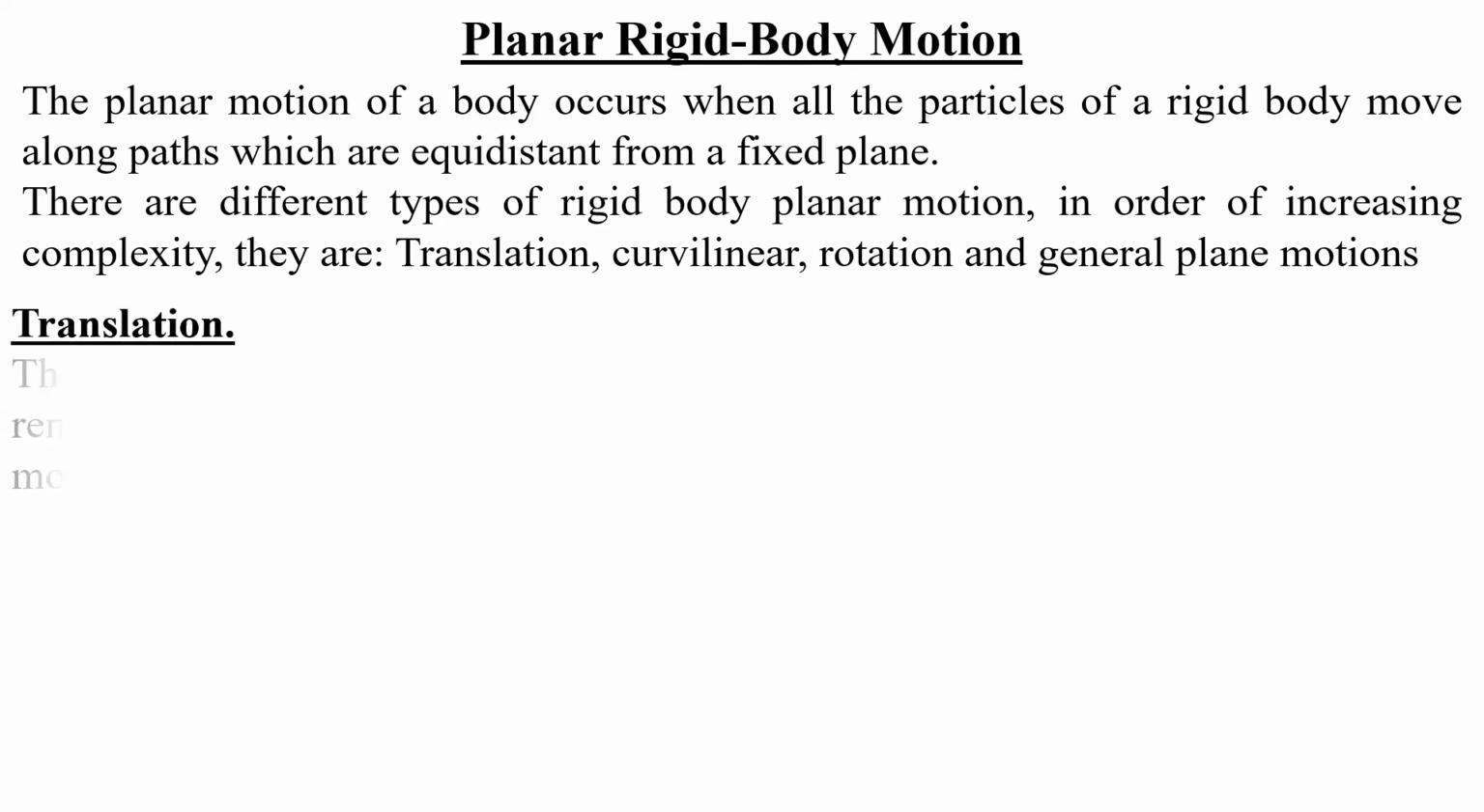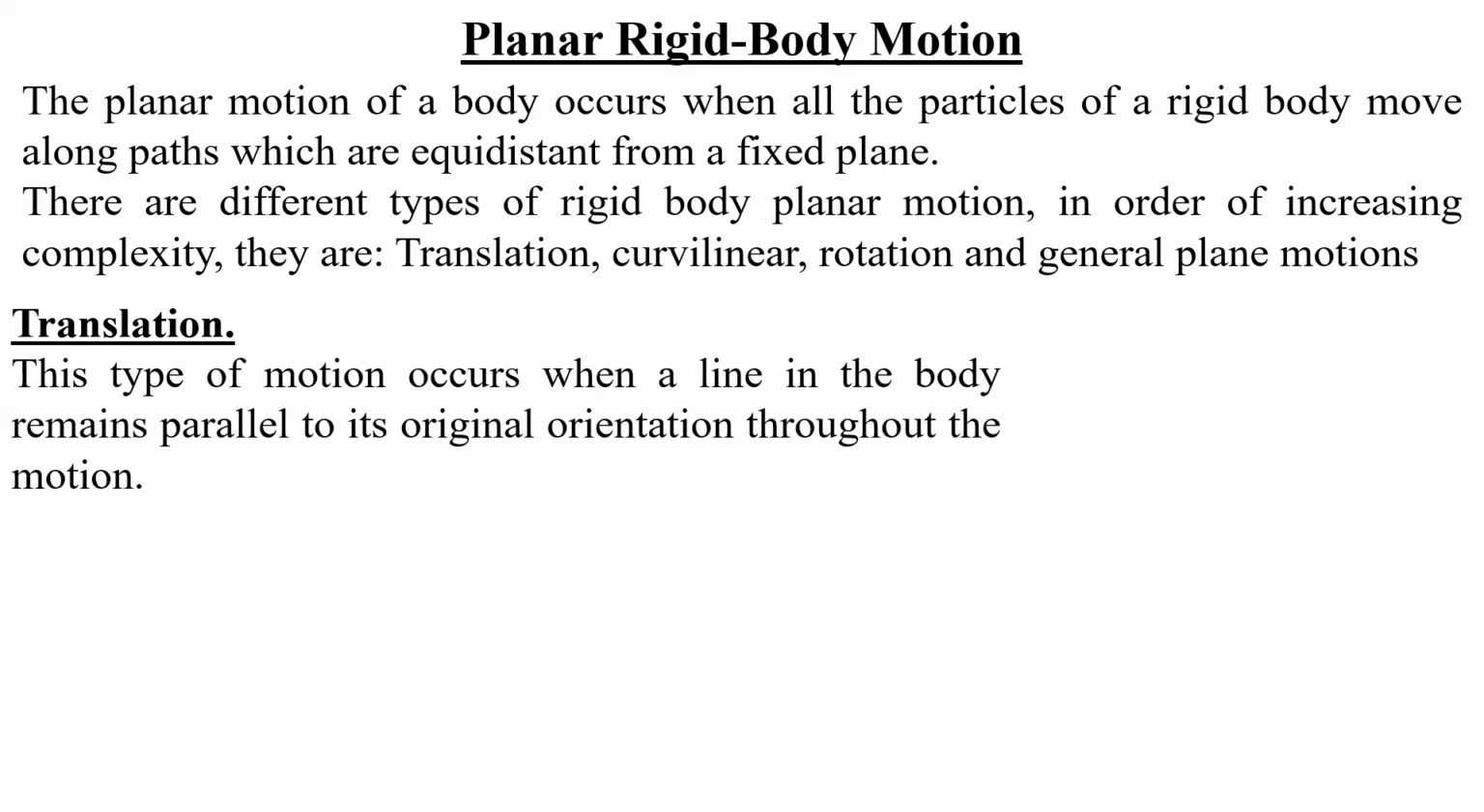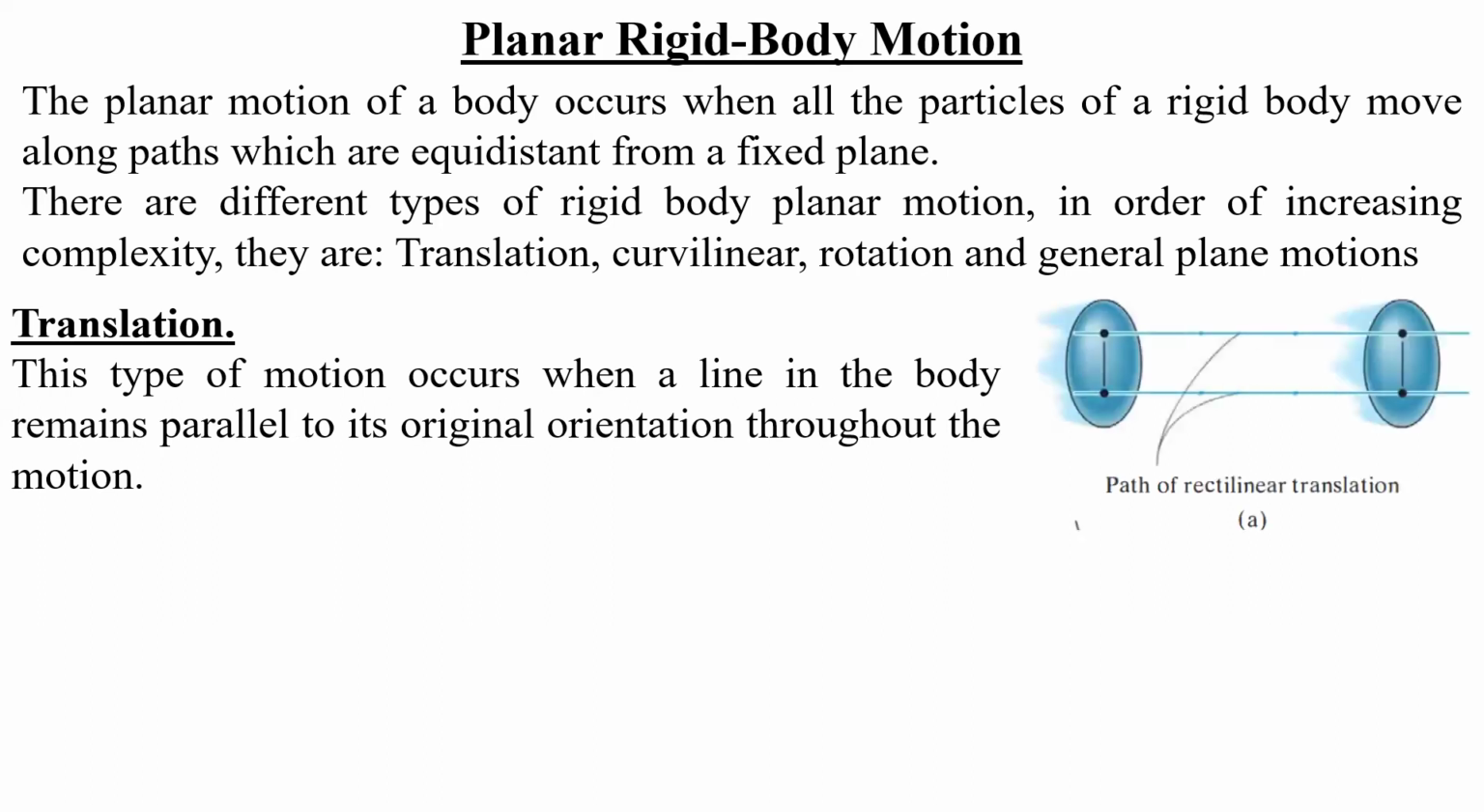Translation. This type of motion occurs when a line in the body remains parallel to its original orientation throughout the motion. Here, we see that when the body moves from the left side to the right side, 2 points were identified on the body, and the lines through those 2 points remained parallel to each other. They are not meeting each other.